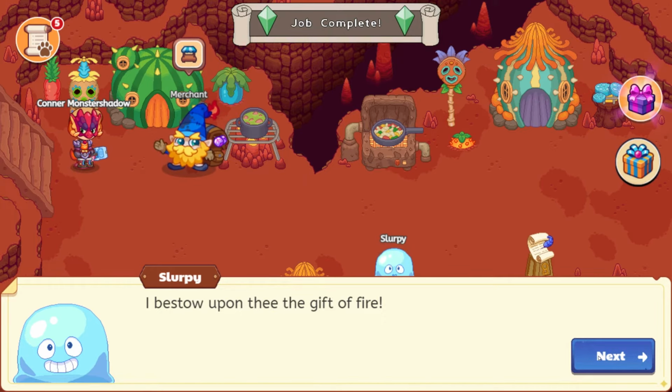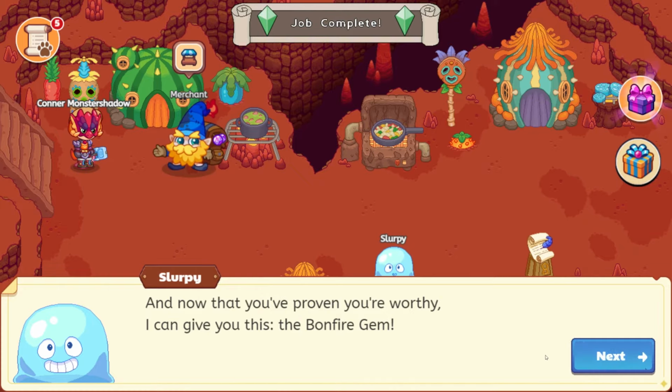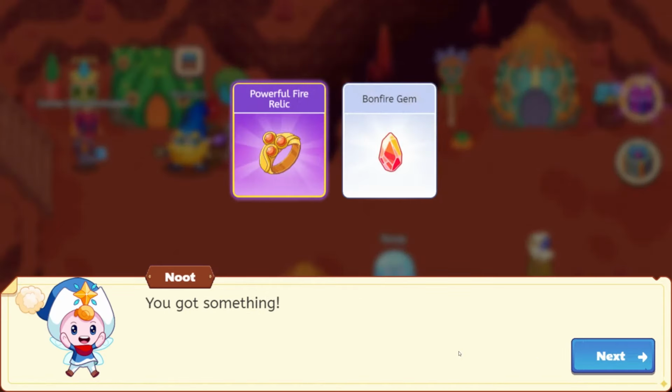I bestow upon thee the gift of fire. Yay! And now that you've proven you're worthy, I can give you this, the bonfire gem. Thank you, Slurpee. All right, powerful fire relic and the bonfire gem. That is awesome.